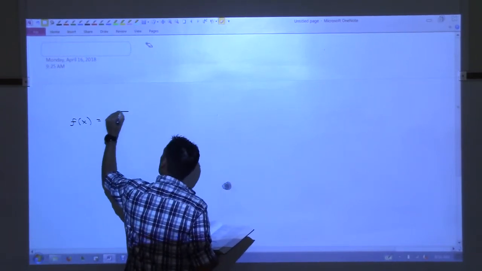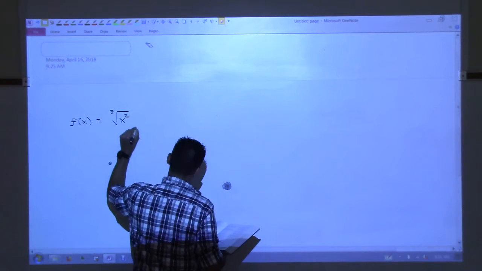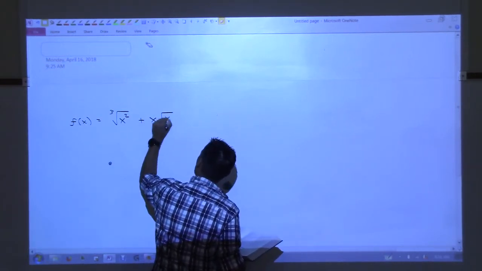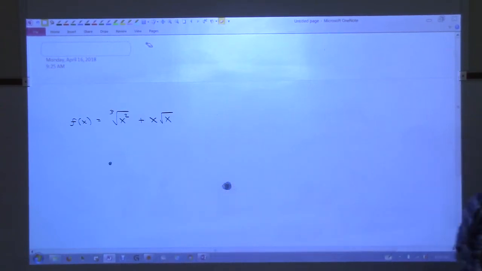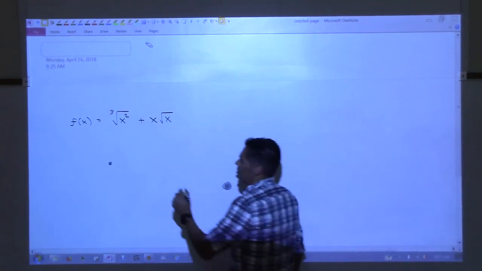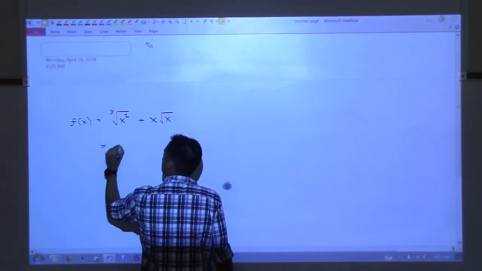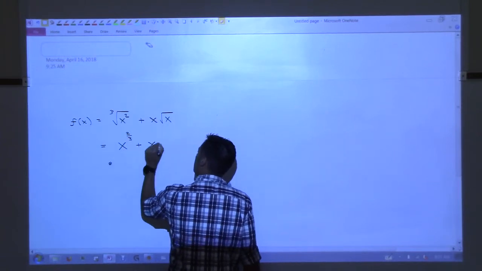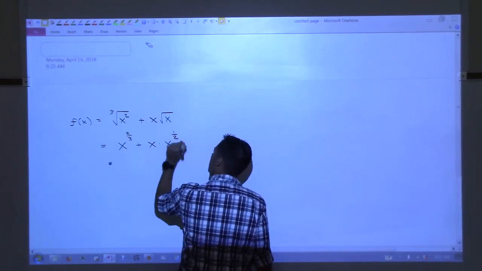So you've got cube root of x squared and then plus x times root x. That's what I did. Yeah, that's right. So you have to get these to look like powers of x. So this one is x to the 2/3, plus x times x to the 1/2.